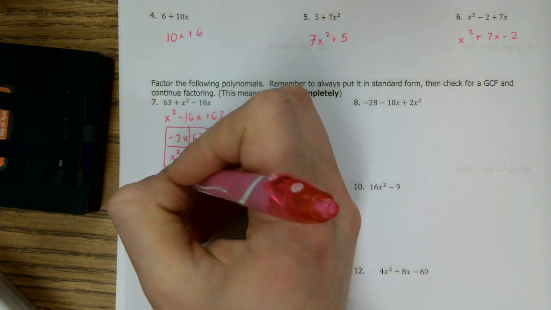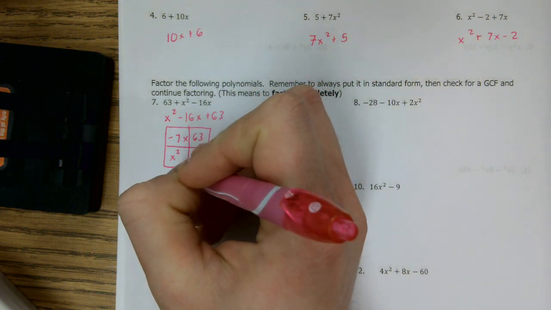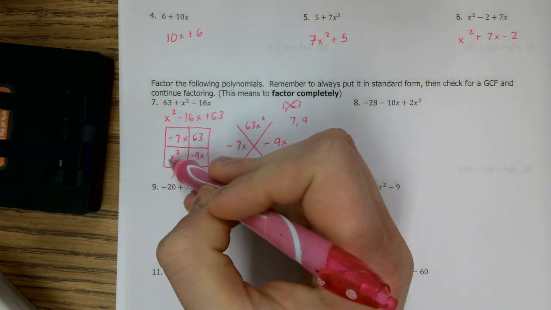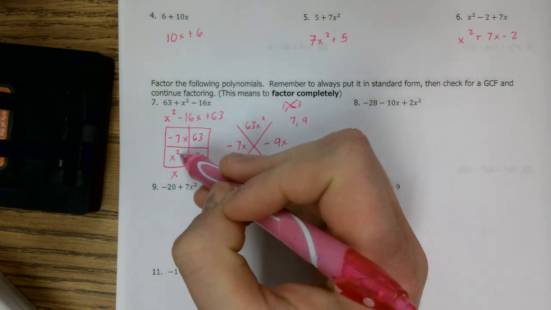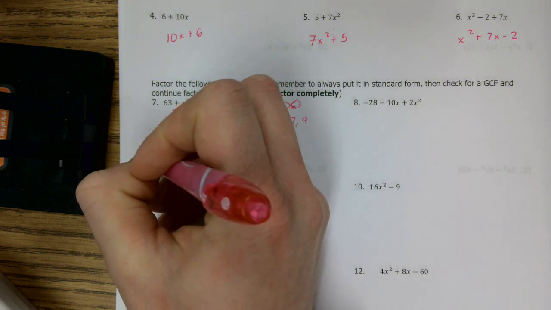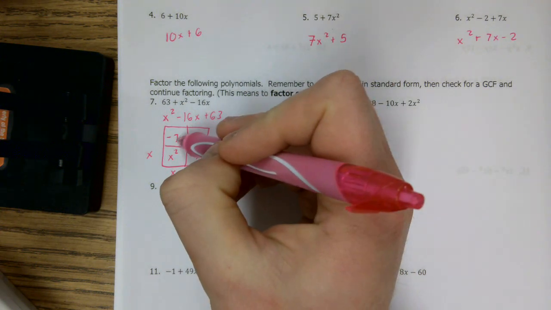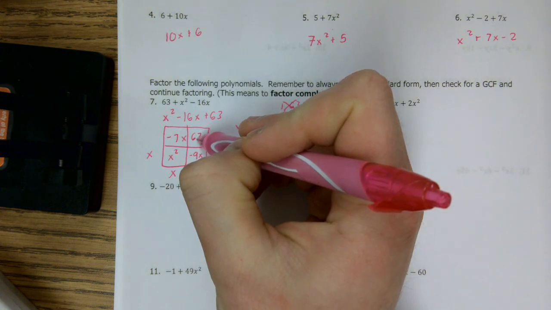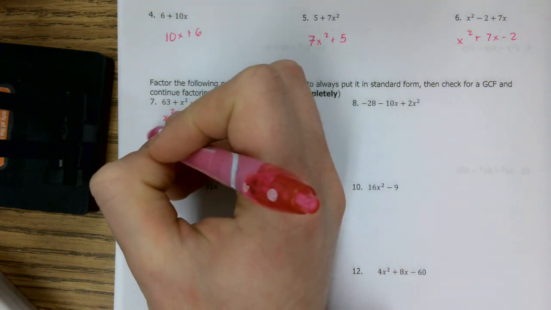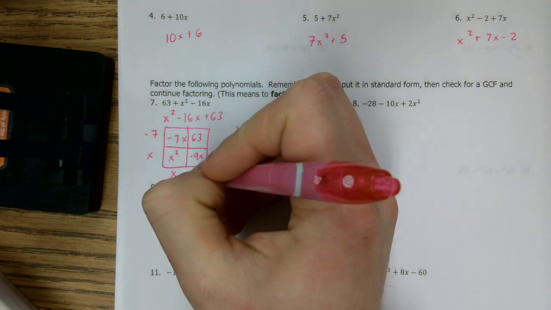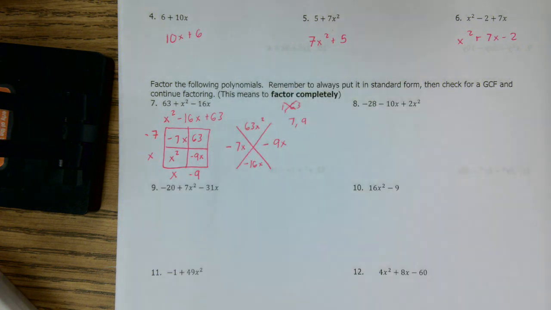So in this case, my x squared and my negative 7x, the only thing I can pull out there is an x. An x squared and a 9x, the only thing I can pull out of there is an x. Now I'm going to go up top here, negative 7 and 63. The only thing I can pull out of that one is just a negative 7. And then the other one, all I can pull out of there is a negative 9.